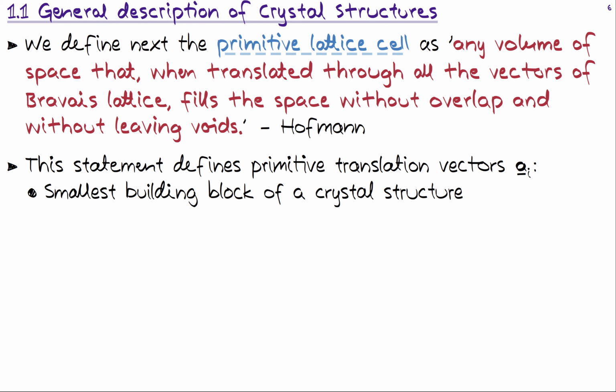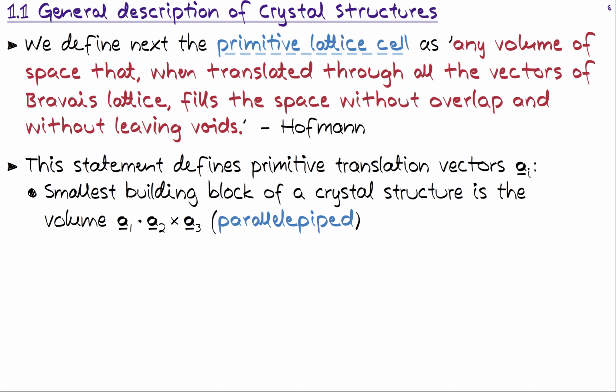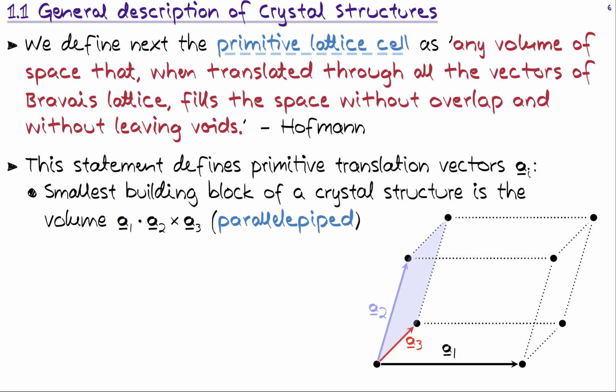So when we form a volume, a parallelepiped, using primitive translation vectors a_i, that is our smallest possible building block that we can imagine that forms the whole crystalline structure, the three-dimensional volume we were dealing with here. And this volume can be formed by taking the cross product of the generating vectors a2 and a3, and then taking a dot product with our first translation vector a1. So this forms a parallelepiped, geometrically speaking. And this is how it looks.